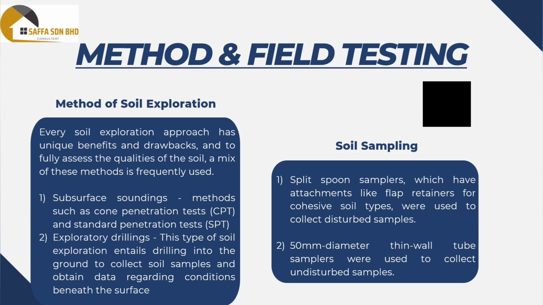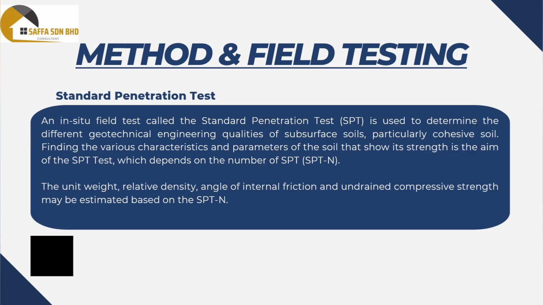Soil sampling: a split spoon sampler, which has attachments like flap retainers for cohesive soil types, was used to collect disturbed samples. For the undisturbed samples, a 50 mm diameter thin wall tube sampler was used. The rotary drilling was used to drill borehole 1 and borehole 2.